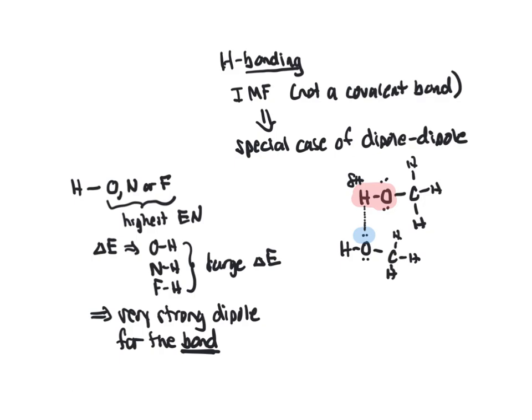So two criteria for a hydrogen bond. One, you have to have hydrogen attached to an oxygen, nitrogen, or fluorine. And these guys have their lone pairs. And so you have to have lone pairs that can interact with the hydrogen that is very highly positive.